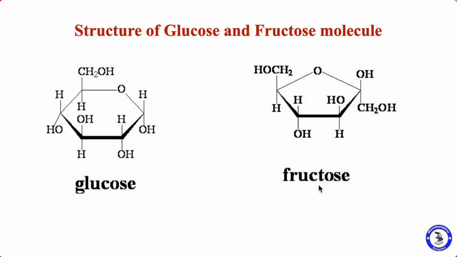Glucose and fructose are monomers, no? These are also isomers. What is an isomer? It has the same molecular formula but a different functional group. The molecular formula of both glucose and fructose is C6H12O6. But glucose has an aldehyde as its functional group and fructose has a ketone as its functional group. That is the only difference.